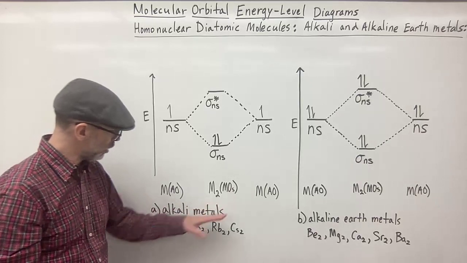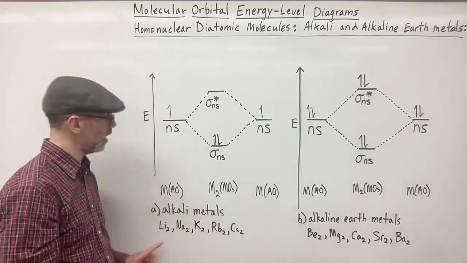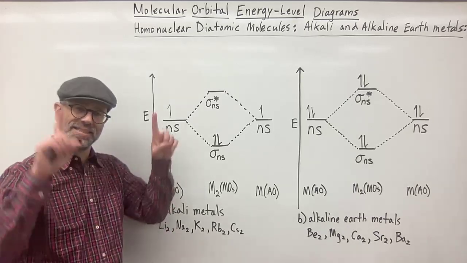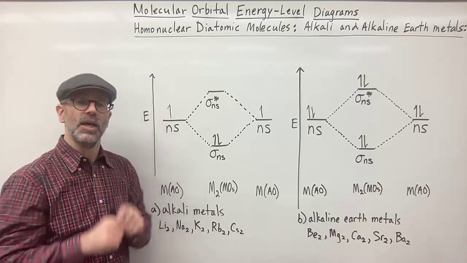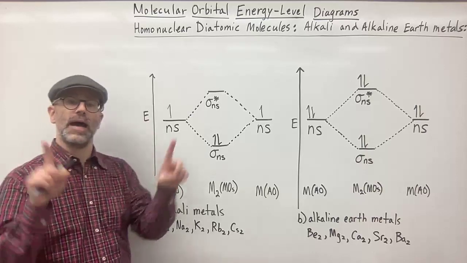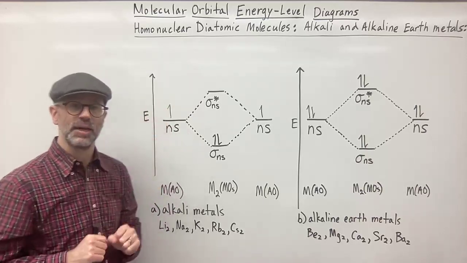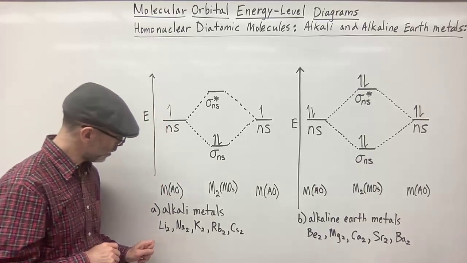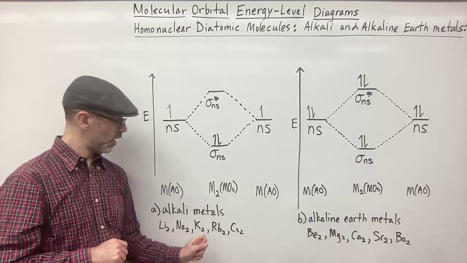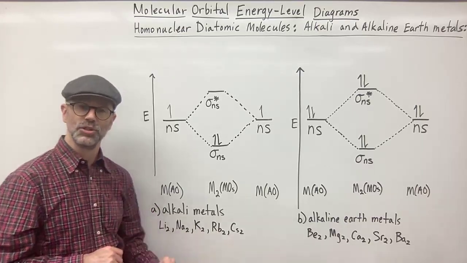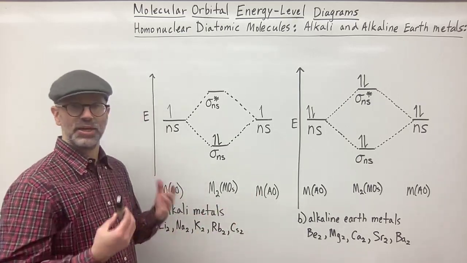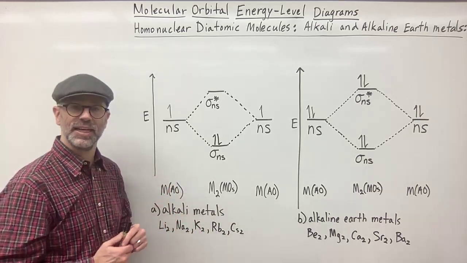So for alkali metals that form a homonuclear diatomic molecule, homonuclear meaning it's the same type of atom being bonded, and diatomic meaning you have two atoms. So for your alkali metals, it would be Li2, Na2, K2, rubidium Rb2 or Cs2. And so the way this works, just like before, same thing with hydrogen and helium that we did in the previous videos.